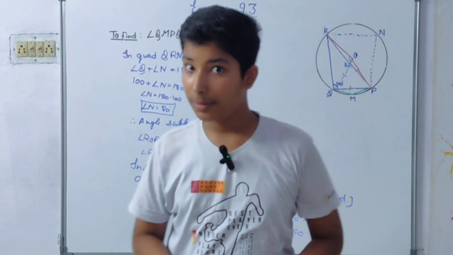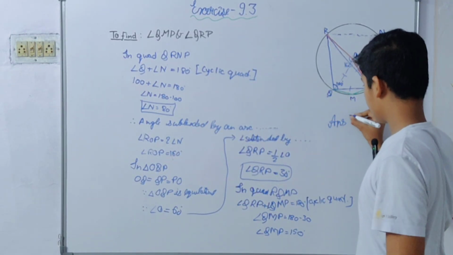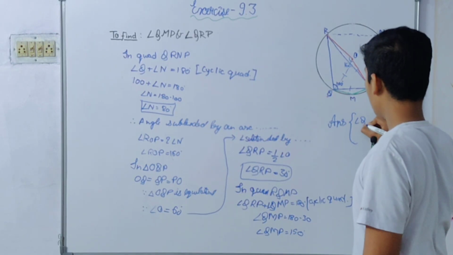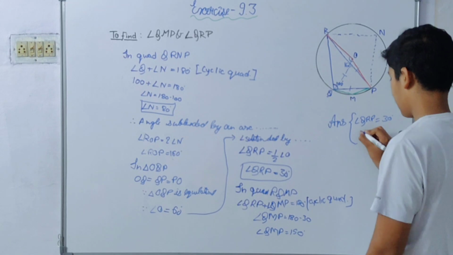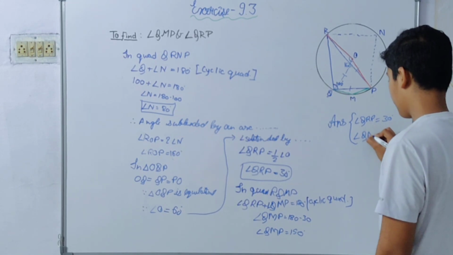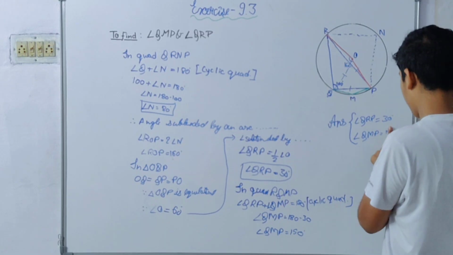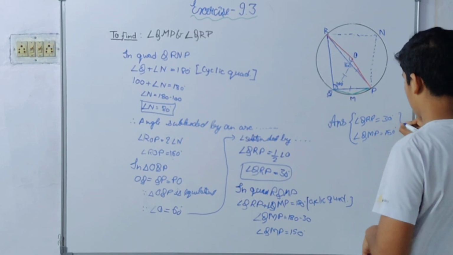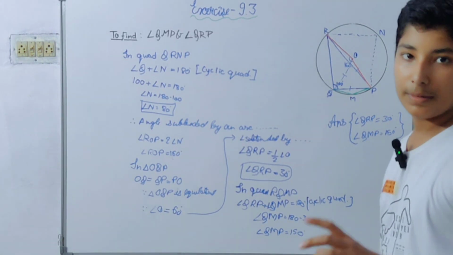We have got both the answers, but presentation is required. Answer: angle QRP equal to 30 degree. Angle QMP equal to 150 degree. Okay, the answer has to be represented in this form.